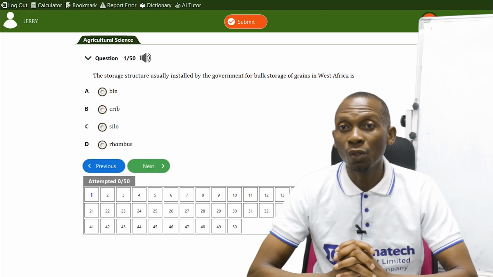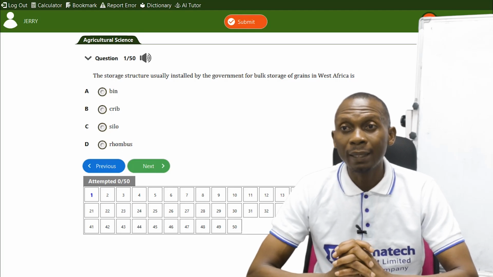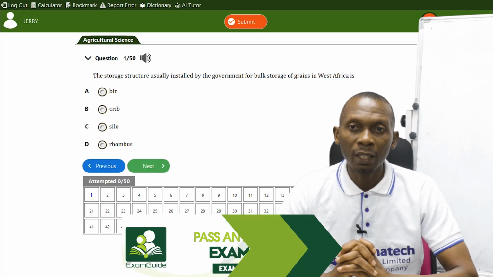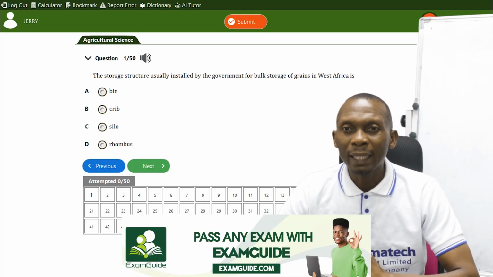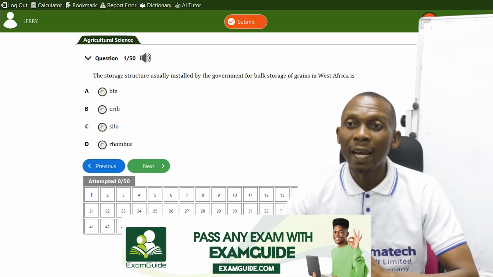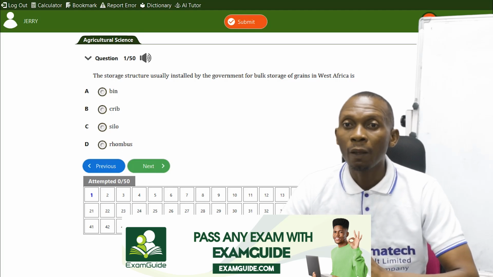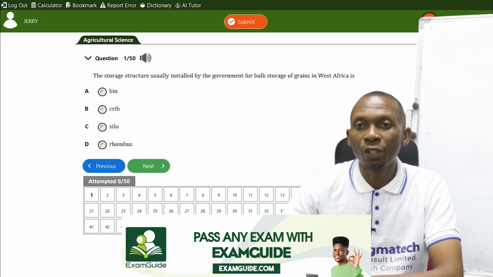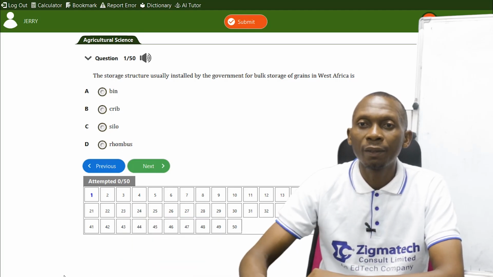Now, when it has to do with storage of grains by the government, and remember they said bulk storage, of all these storage structures here, the one that is the largest is the silo. So the silo is a storage structure used by the government for bulk storage of grains.